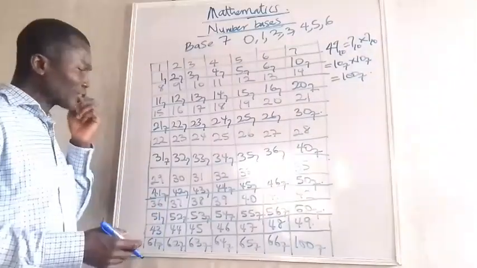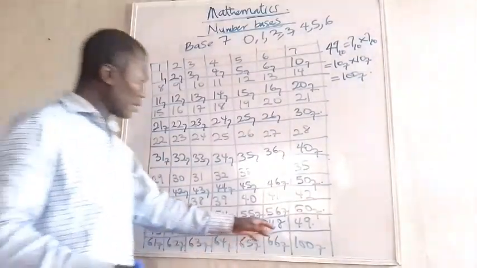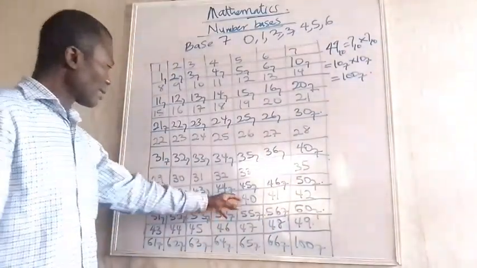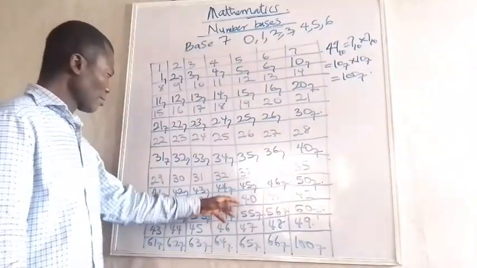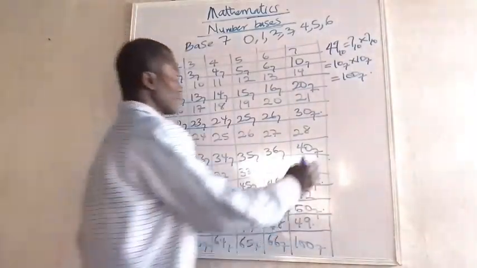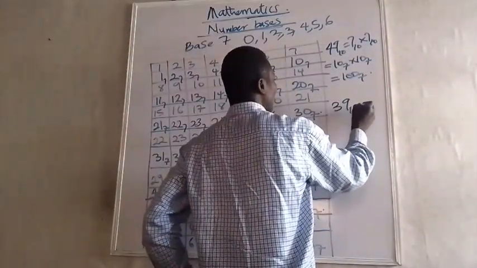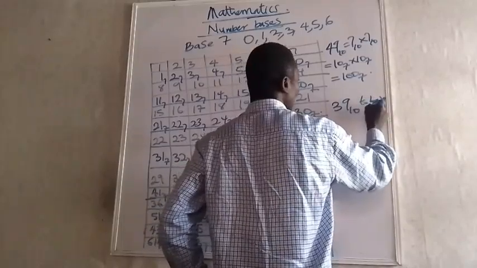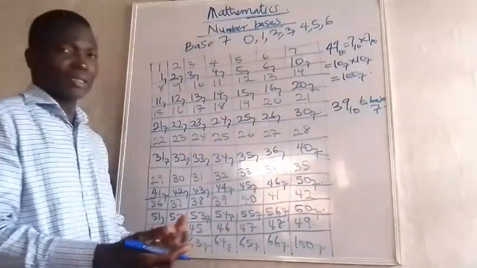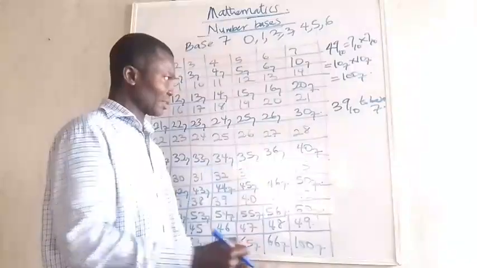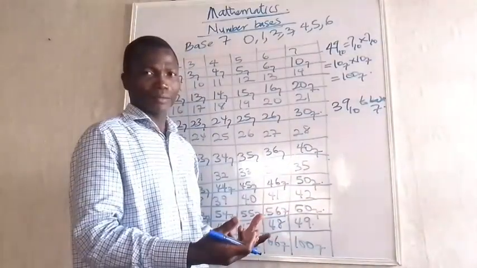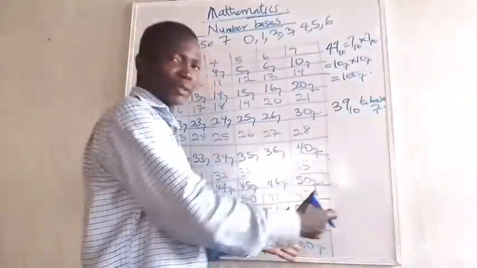Now, how do I get some of these numbers? Let's say I want to convert 39 base 10 to base 7. How do we get the tens? It means that how many 7s can we get here? That's how we get the tens, and the remainder will be the supporting figure.